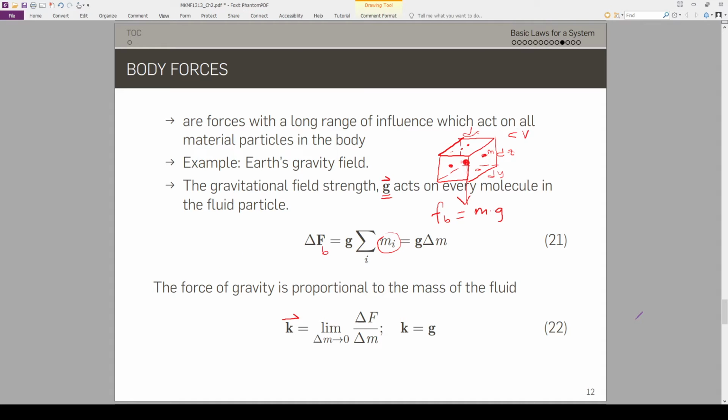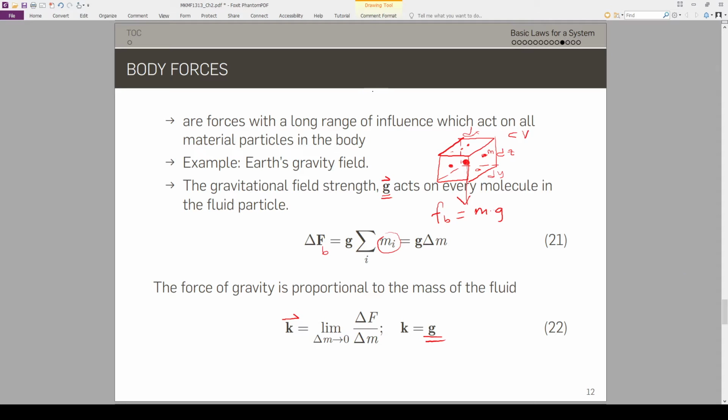For the sake of obtaining the body force, which may be influenced by a gravitational field or an electromagnetic field, these two types of field are in general represented by the vector k. But in our course, we are only dealing with the gravitational force. So our k vector refers to the gravitational acceleration, and it can be represented by delta f over delta m, for example, by taking the limit of delta m small enough, close to zero.